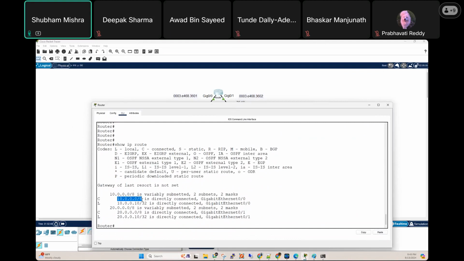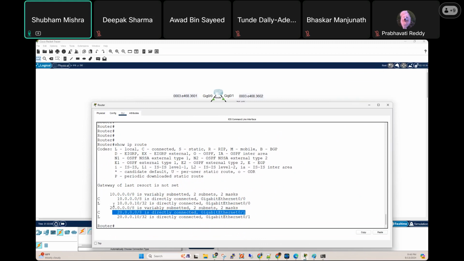See here, 10.0.0.0. It means this is what? This is the network ID. And this network is directly connected on which interface? Gig 0/0. And see here, 20.0.0.0. It means this network is directly connected on which interface? Gig 0/1. L means what? Local.